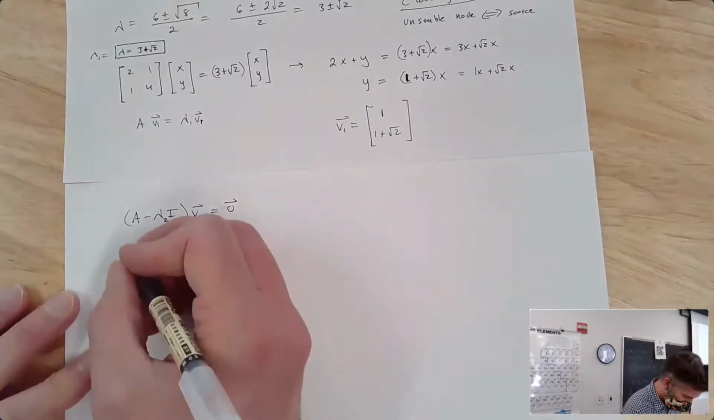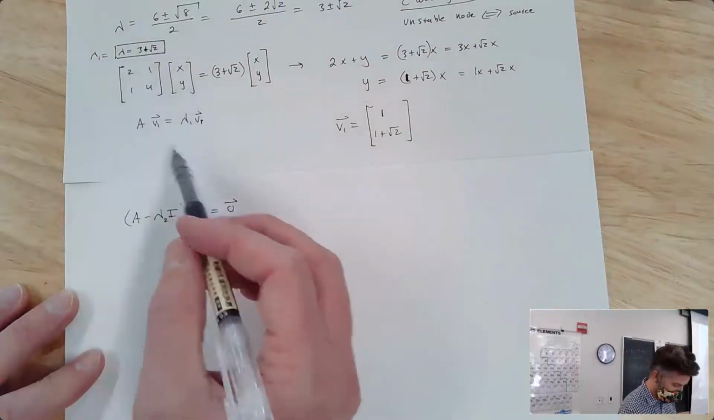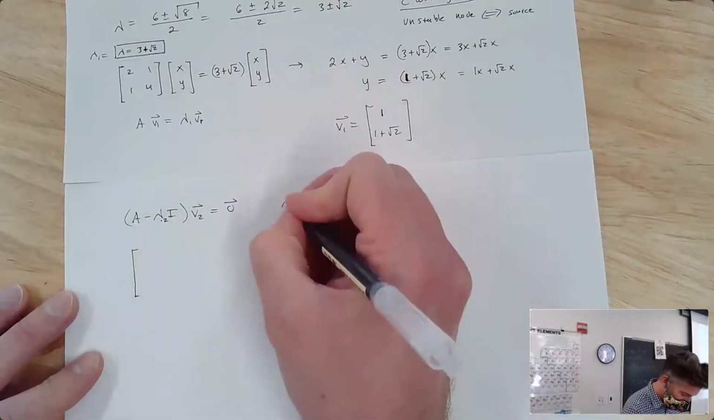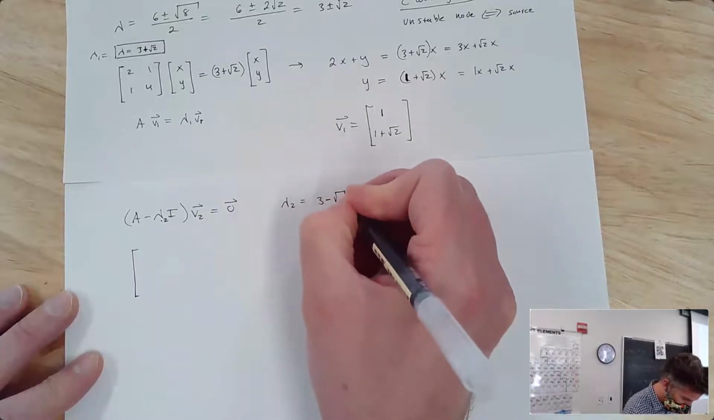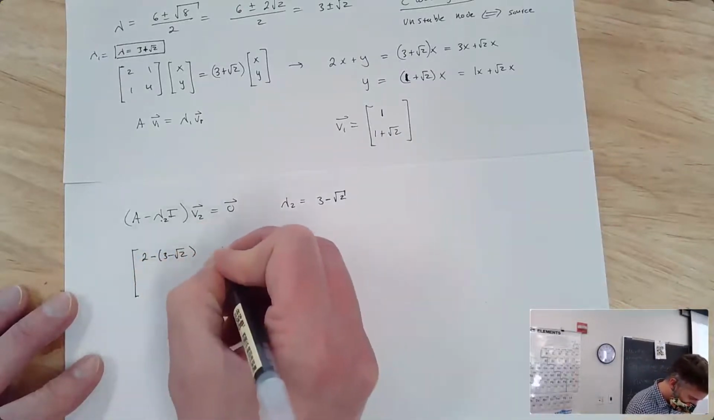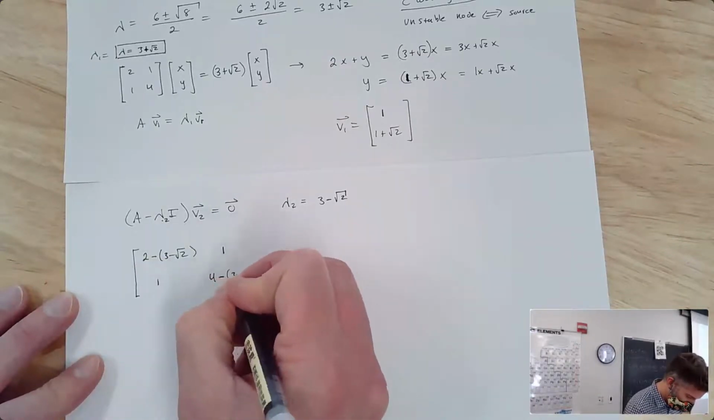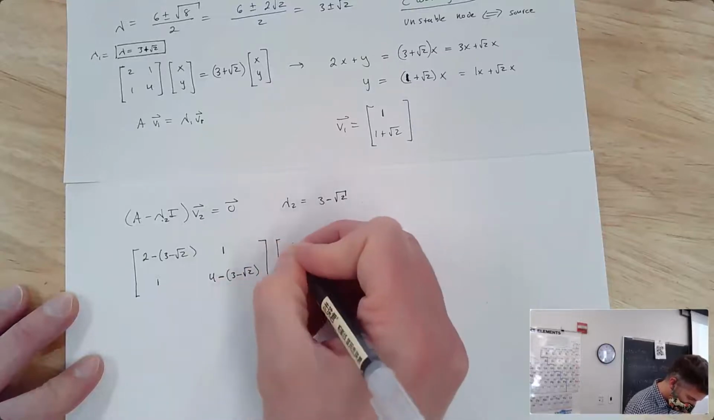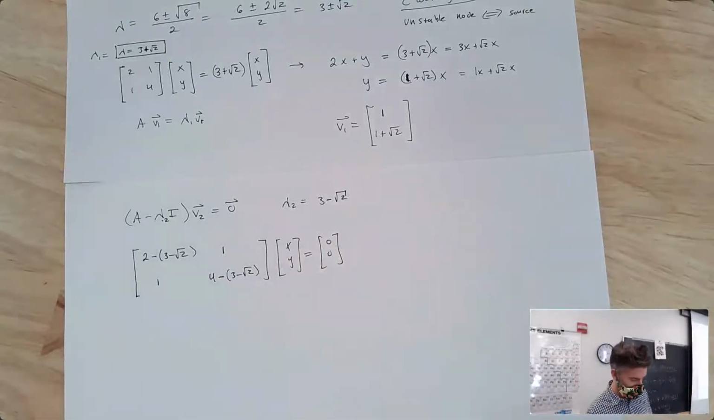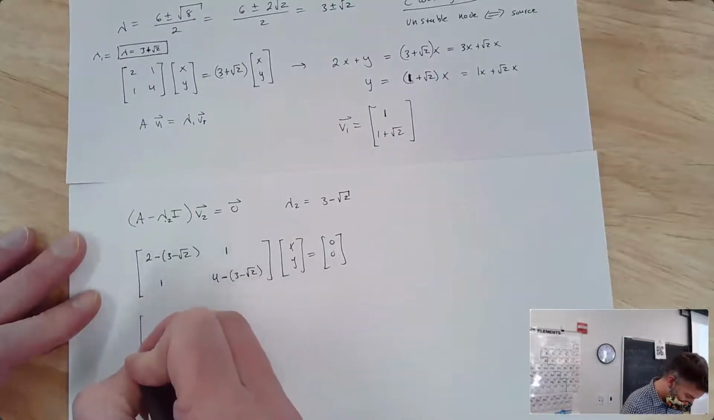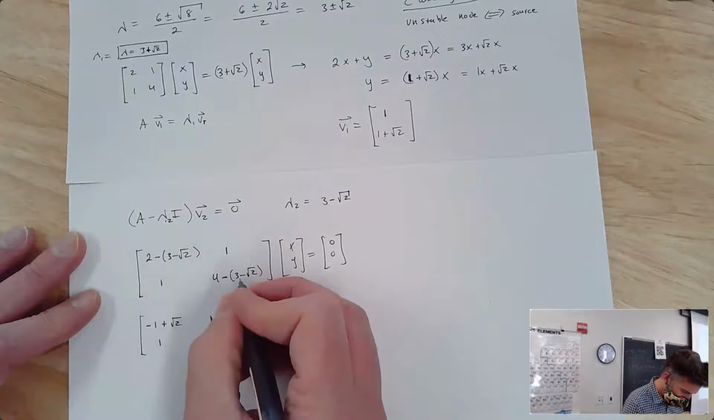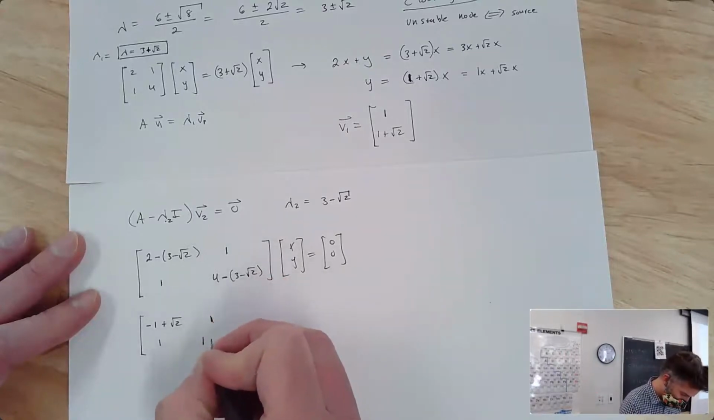So let's take a look at what we've got. I'm just going to take my matrix A, and I'm subtracting the eigenvalue from the diagonals. It's still not going to be pretty. Also, the eigenvalue I'm using for this one is 3 minus root 2. That's the second eigenvalue. So I'm going to do [2 minus (3 minus root 2), 1; 1, 4 minus (3 minus root 2)] times [x, y] equal to [0, 0]. And I would probably do the small amount of simplifying I could before I actually wrote this out. 2 minus (3 minus root 2) is going to be negative 1 plus root 2. And 4 minus (3 minus root 2) is going to be positive 1 plus root 2.